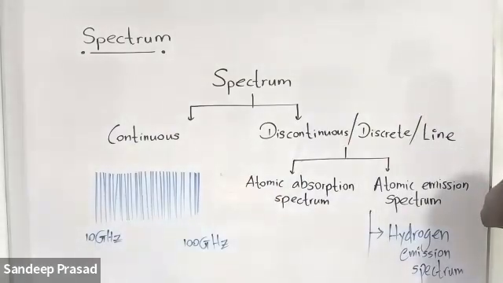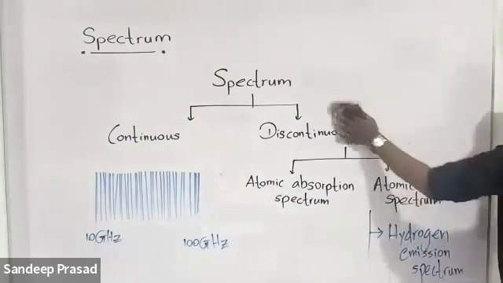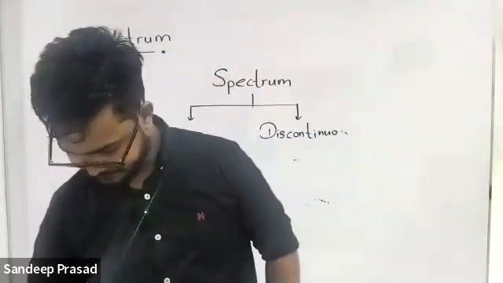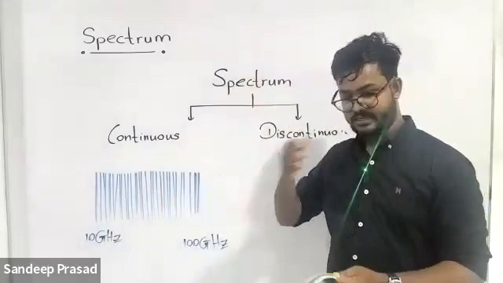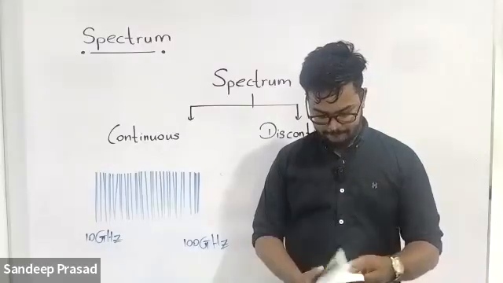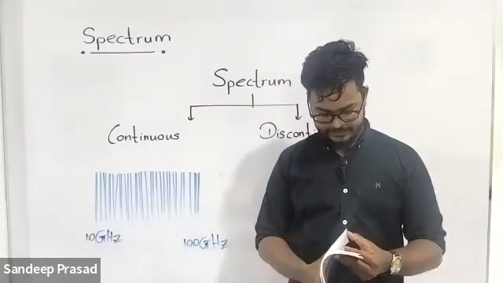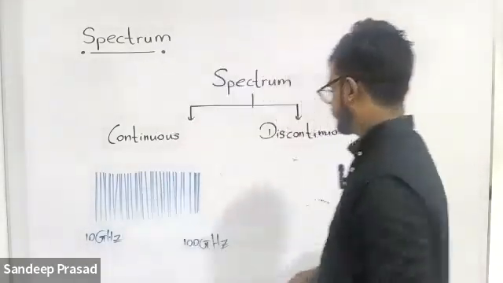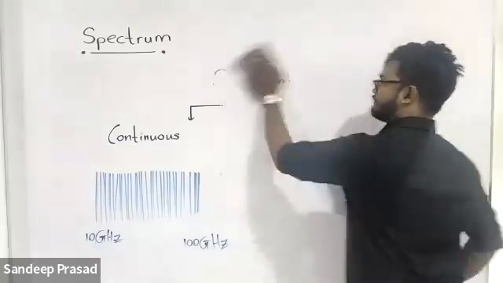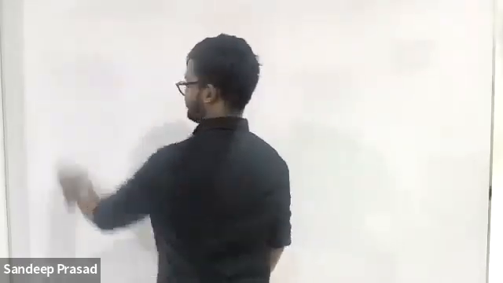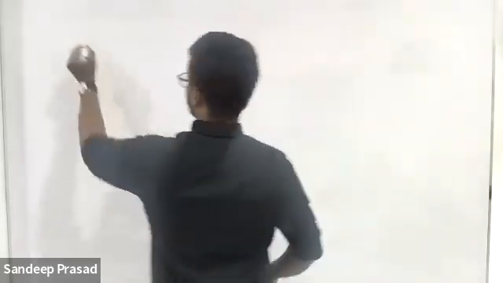Now, our topic is atomic absorption spectrum. Let's go for the atomic absorption spectrum. These are the things we discussed in last week's class. Now turn to page number 32 in the tutorial. On page 32, I have given you the topic atomic absorption spectrum.